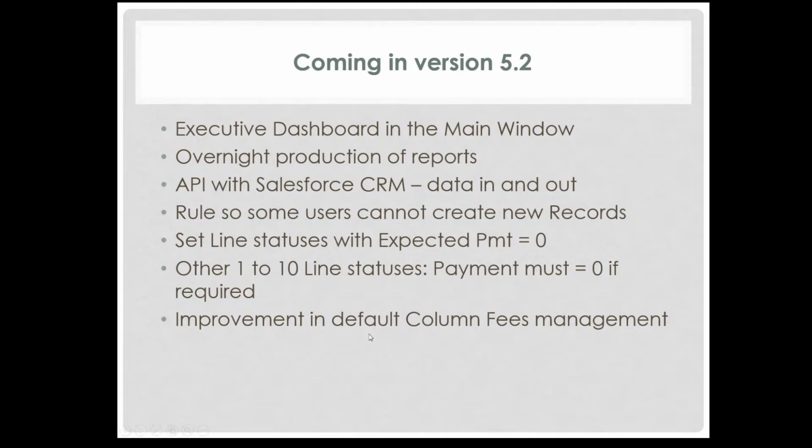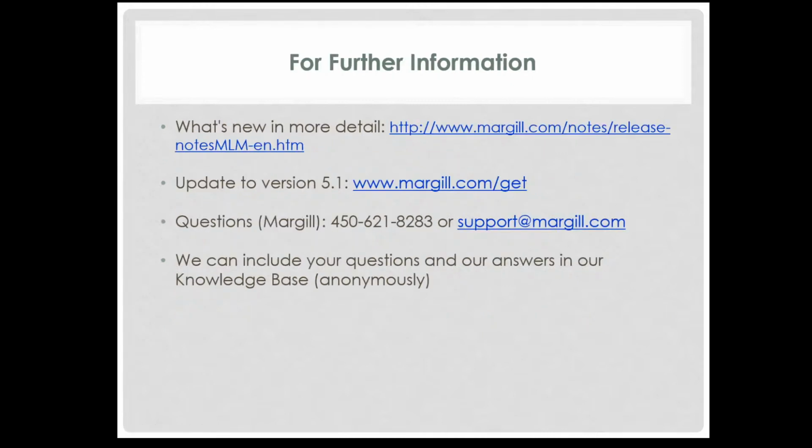We've also improved the default column fees management. It doesn't ring a bell that much, but for us it's important. And that's it. For more information, you can go to the release notes, directly on our website in the support page. You can update to version 5.1 at margill.com/get. If you have any questions, you can call us. Most of us are working from home, but there's still somebody at the office. You can reach us at 450-621-8283. Best thing is still support@margill.com.